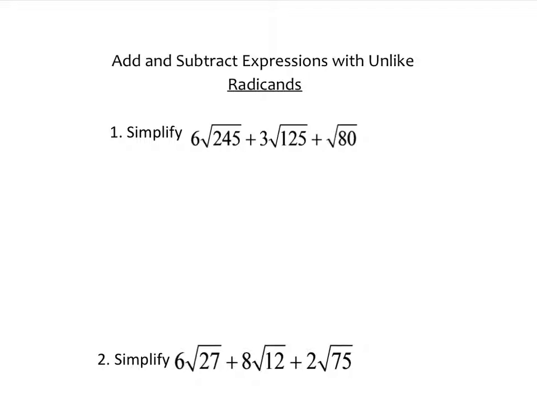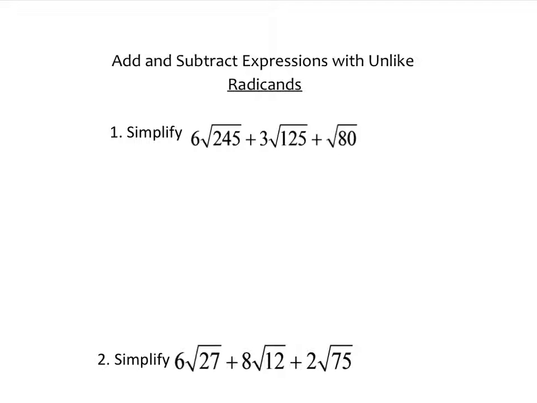Now we are going to look at adding and subtracting expressions with unlike radicands. So we are not going to see the same numbers under the radical here. But we should be thinking that if we can simplify these radicals, they might perhaps turn into radicals that are like each other, so turn into like radicands. Not all the time, but many times they will.